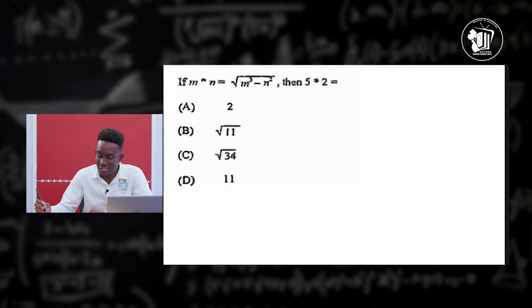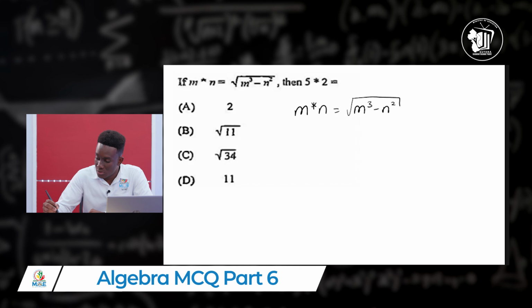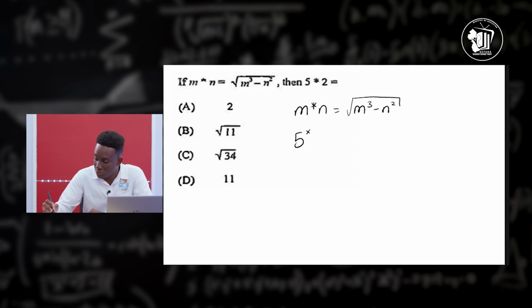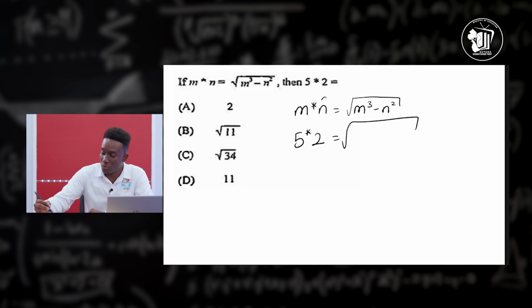So the next question says, if m asterisk n is equal to the square root of m cubed minus n squared, then 5 asterisk 2 is equal to. So we see m asterisk n is equal to the square root of m cubed minus n squared. We want to find 5 asterisk 2. So we know m is equal to 5. Wherever we have m, we'll put 5, and wherever we have n, we will put 2.